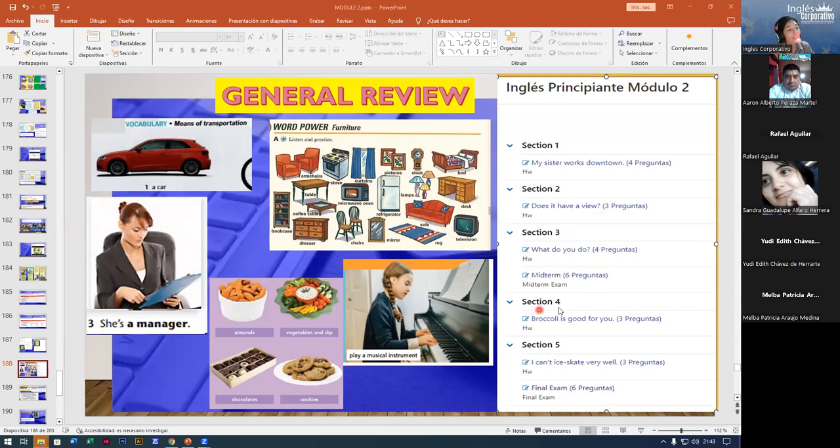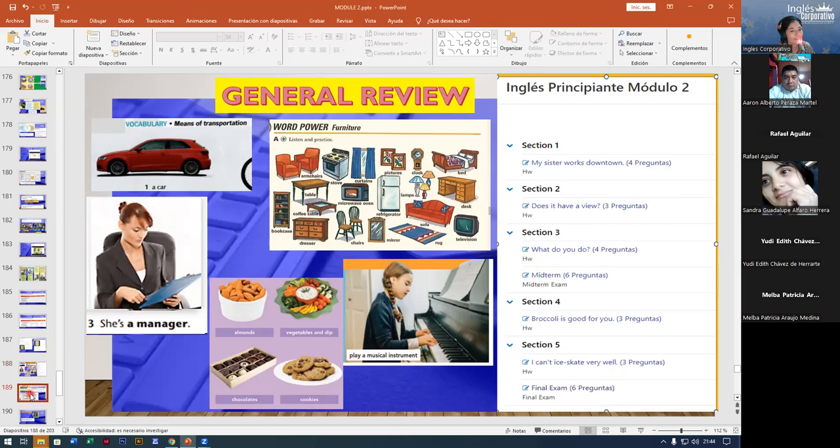And in section 4, we saw about food. Broccoli is good for you. Different types of food. And you discussed the food that you like, right? Different types. In section 5, it was, I can't ice skate very well. Talk about sports, abilities and talents, like playing a musical instrument, playing a sport, if you can cook, right? All of those.